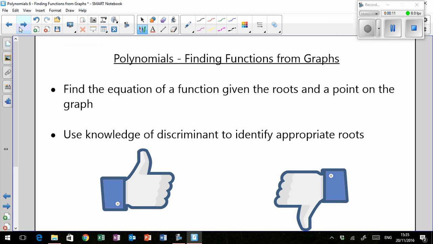Now, two things you want to be able to do by the end of this video is be able to find the equation of a function given the roots and a point on the graph, and also use our knowledge of the discriminant to identify appropriate roots, which is a kind of wee quirk to these questions that I'll show you in the second example.